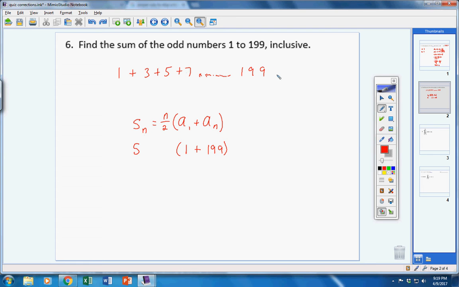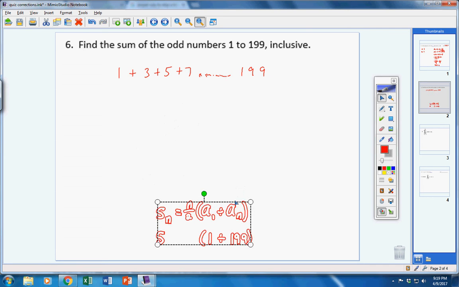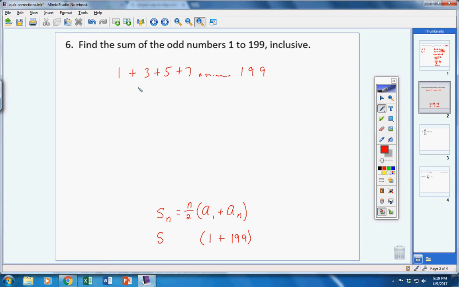We could try to add all these up, okay? And try to find how many terms we're going to have. But let's just look for a pattern. Let's do it quicker that way. Watch. If I just have these two terms here, 1 and 3, if I add them together and divide by 2, I would get 2. I have 2 terms.